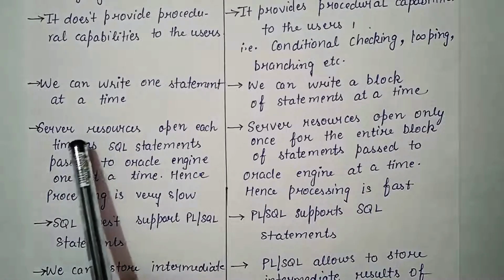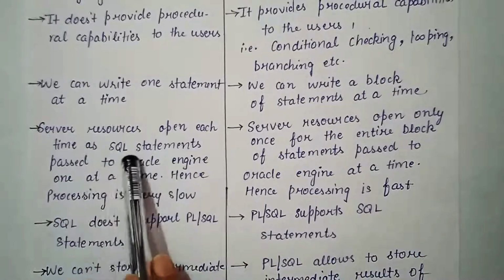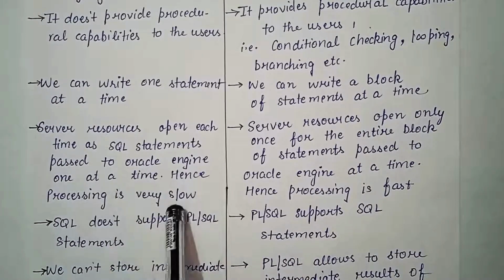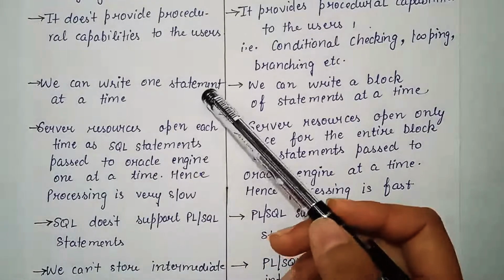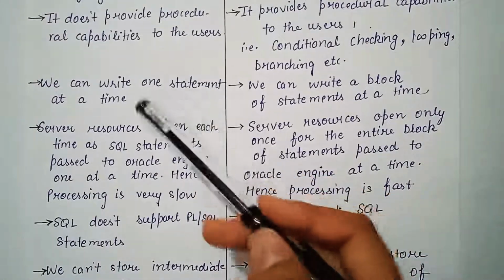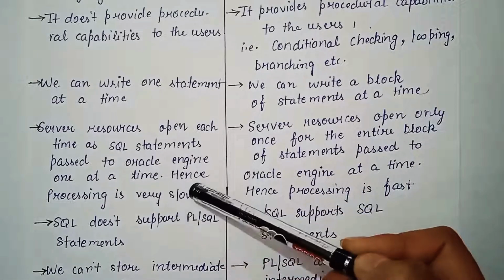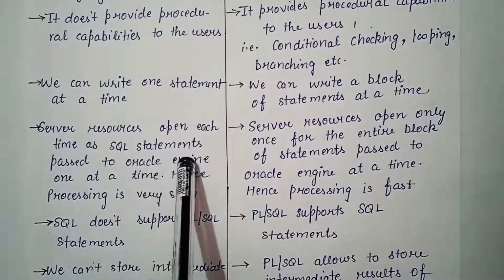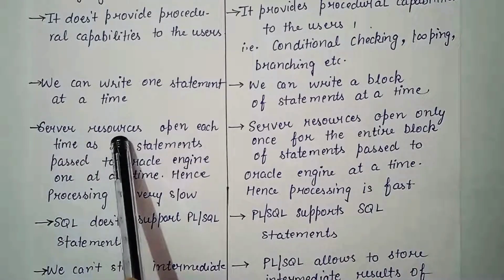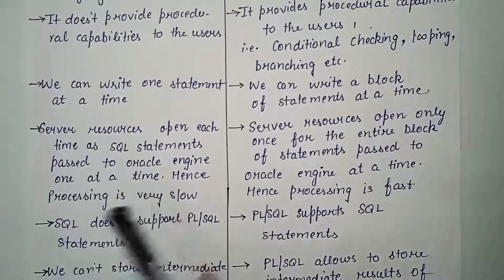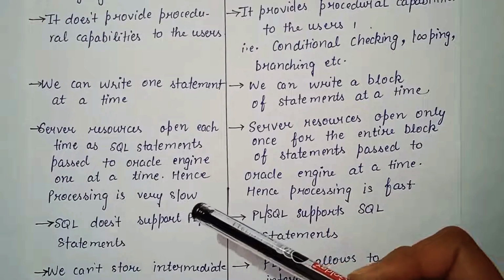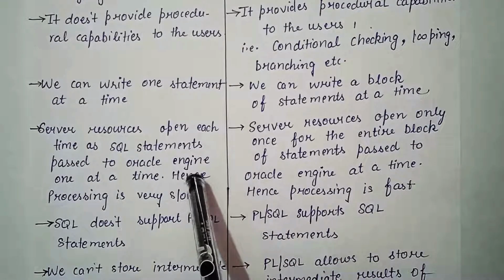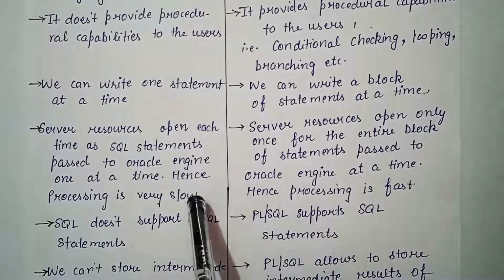Okay, here just understand: server resources are opened each time as SQL statements are passed to the Oracle engine one at a time. Note this point, hence processing is very slow. Okay, as I told you, here in case of SQL only one statement can be executed at a time. So what will happen? Whenever a SQL statement is passed to the Oracle engine, every time the server from which we want to get the data will be opened for every single statement. Okay, so hence the processing is very slow.